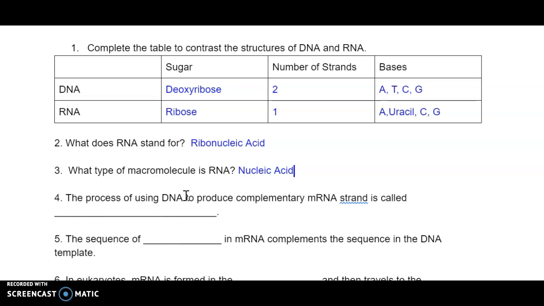So mRNA is what's going to take that message from the DNA in the nucleus out to those ribosomes that are out in the cytoplasm. mRNA is going to take those instructions for making proteins from the DNA outside the nucleus to those ribosomes. So mRNA, M is messenger. It's carrying that message that has those instructions for making the proteins. So it says the process of using DNA to produce the complementary mRNA strand is called, it's kind of like when we talked about DNA replication and it copies.